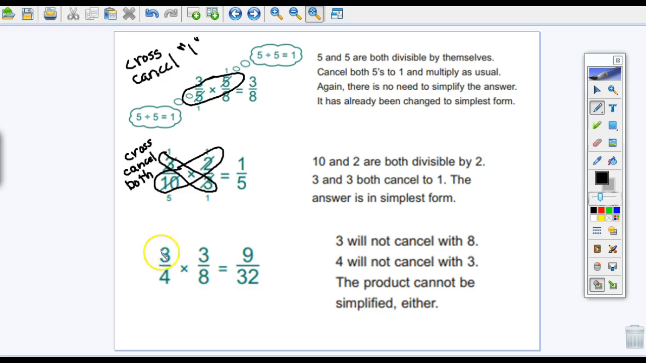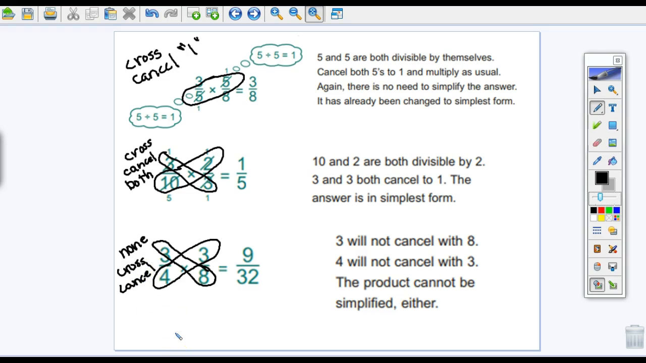And here is our third one, where we're going to notice that 3 and 8 don't cross cancel, right? That's these up here. And then 4 and 3, they don't cross cancel either. So there may be a case where none can cross cancel. None of them.